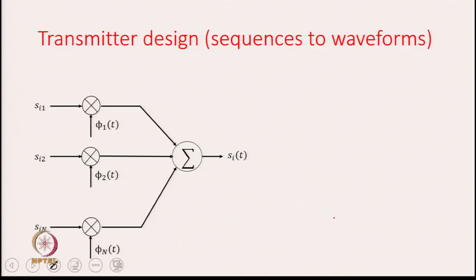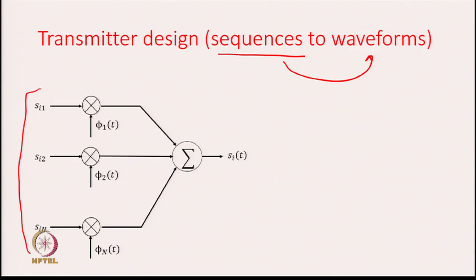So, transmitter design solves a simple problem. It converts these sequences to waveforms. Okay. So, we have a sequence, and as I have already said, a sequence can be understood as a bunch of numbers. These numbers can be real numbers, or these numbers can be quantized real numbers. We call these quantized real numbers symbols.